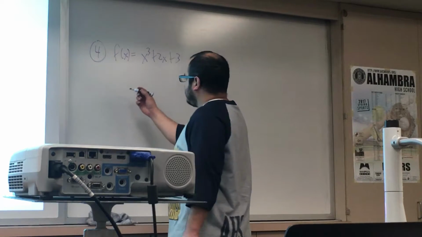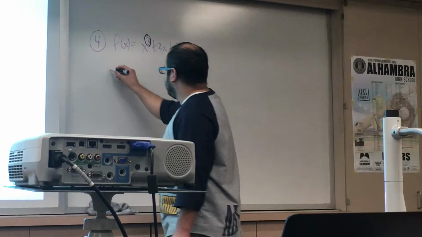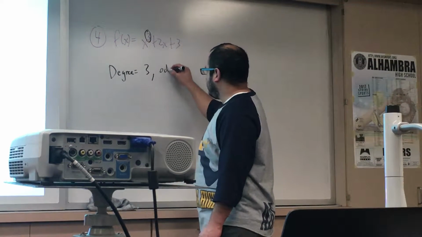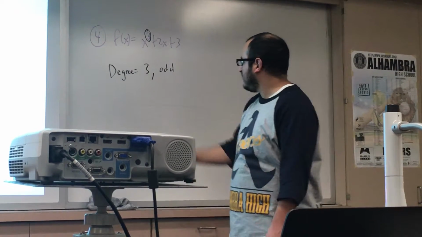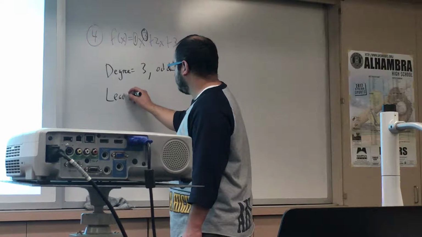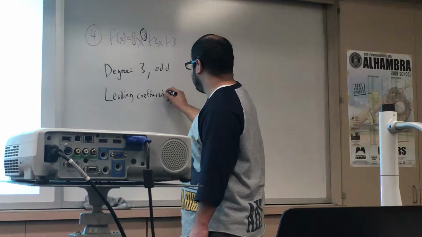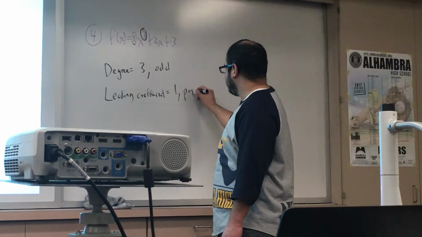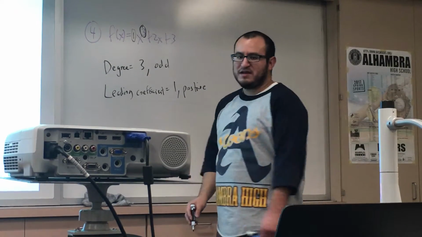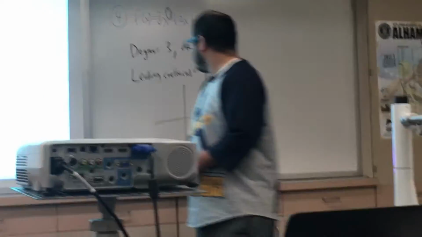All right, so again, talking about end behavior, we have degree. The highest degree is 3, and that's an odd number. Okay, leading coefficient is 1. So leading coefficient, or LC, is equal to 1, which is positive. Okay. All right. So I'm going to give you an estimate of what the graph is doing with an odd degree and a positive leading coefficient.